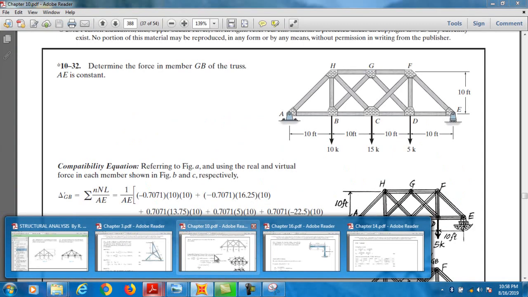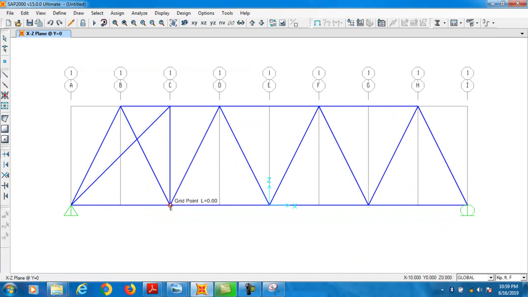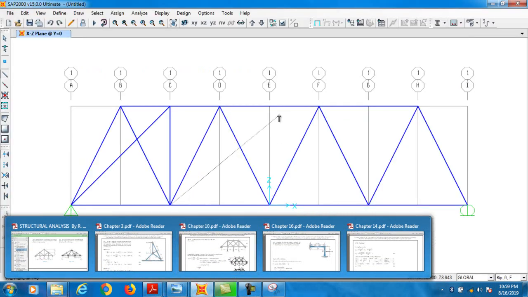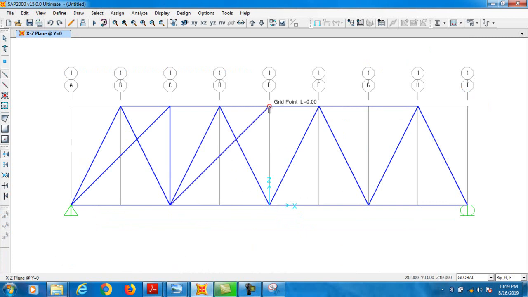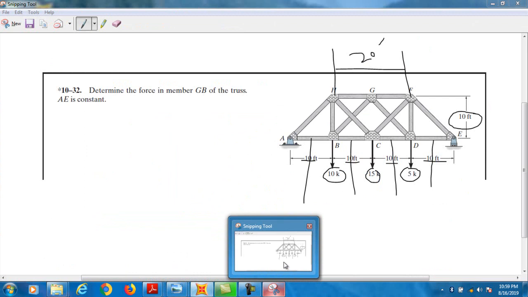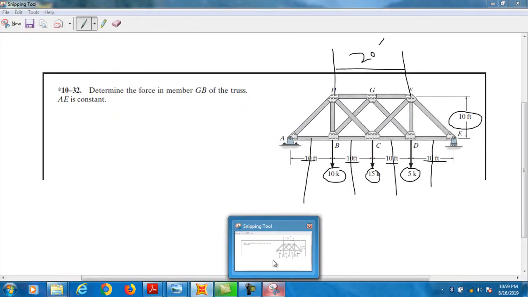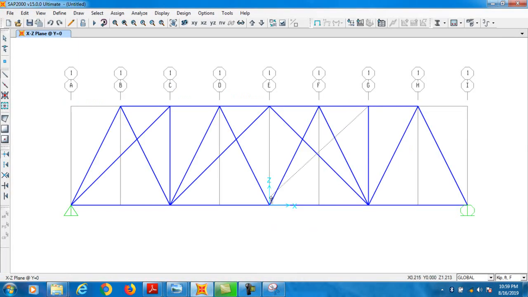Then we need to develop a vertical member, that will be this one. Then we need to click at a distance of 10 feet, that is point G. So this is 5 feet, this is 10 feet, and this is point G. Then we click at point D, which is 10 feet from G. Then we develop a vertical member, and then click another point, that is C, in between the mid, this one, and then we click there.